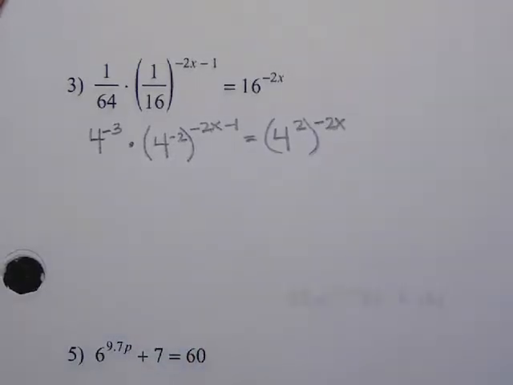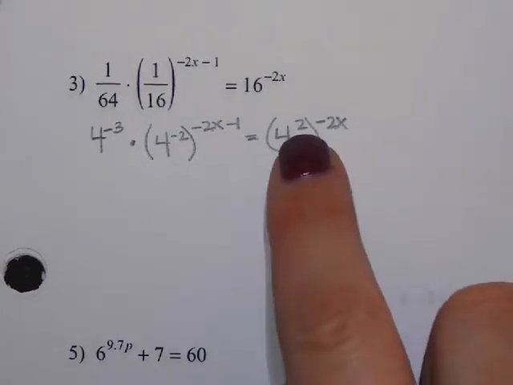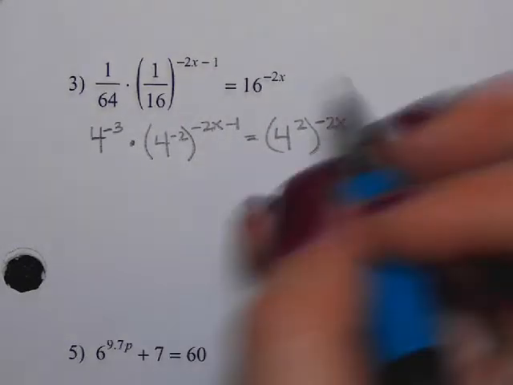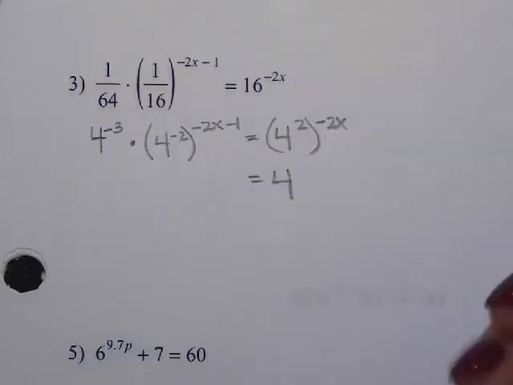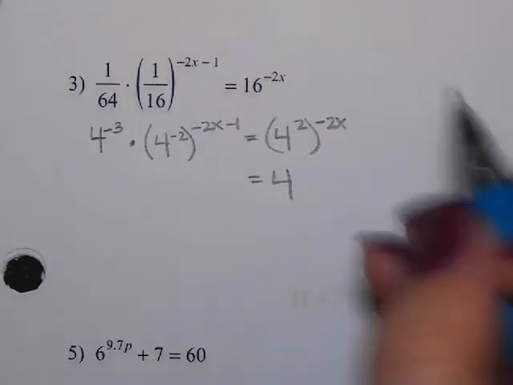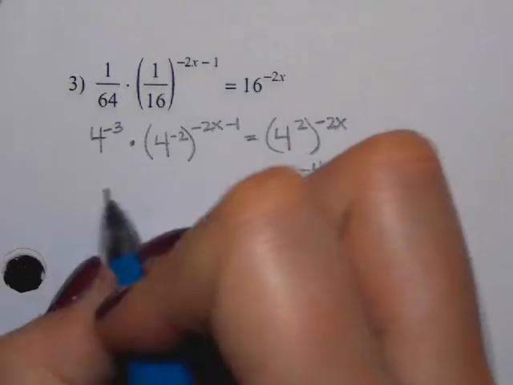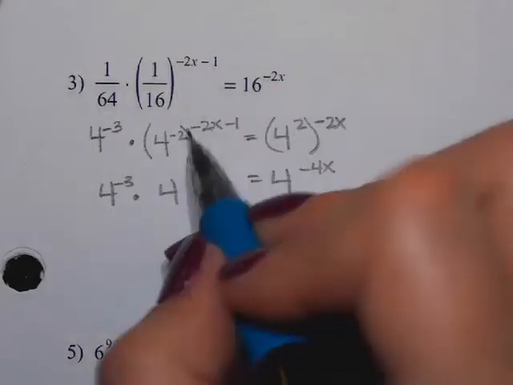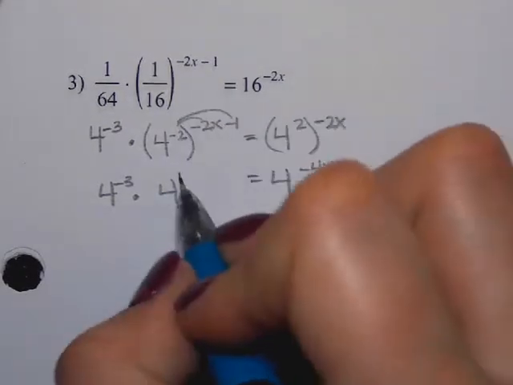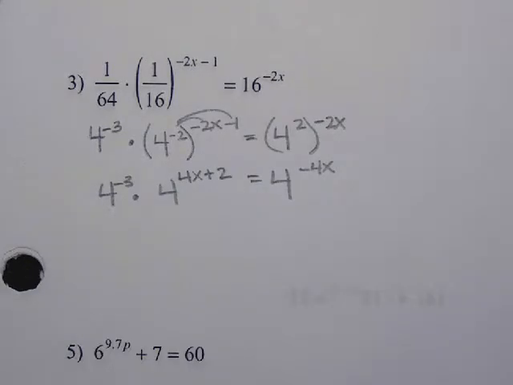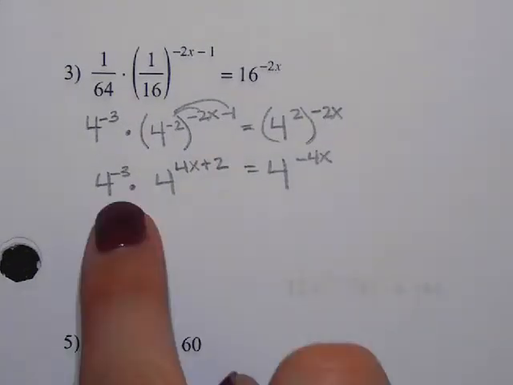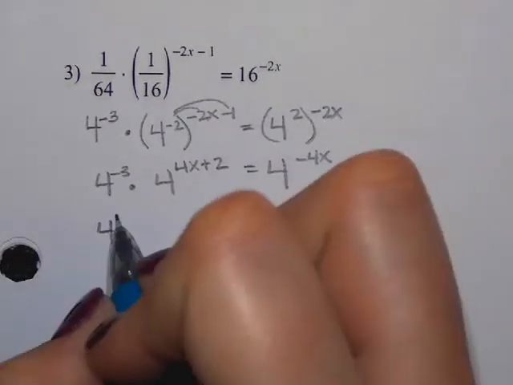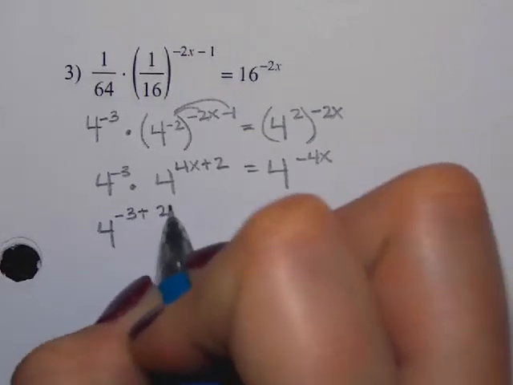Okay. And what do we do if we have an exponent raised to an exponent? Distribute, we multiply them, right? So on the right side, we have 4 to the negative 4x. On the left side, we've got 4 to the negative 3, that stays. What's the other exponent? 4x plus 2. And then how do we handle this? We add those exponents together. So we have 4, we've got negative 3 plus 4x plus 2.